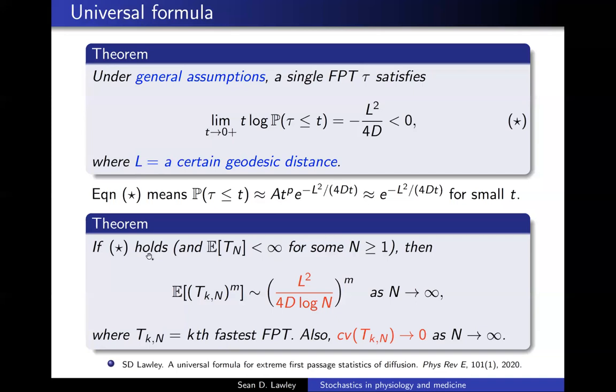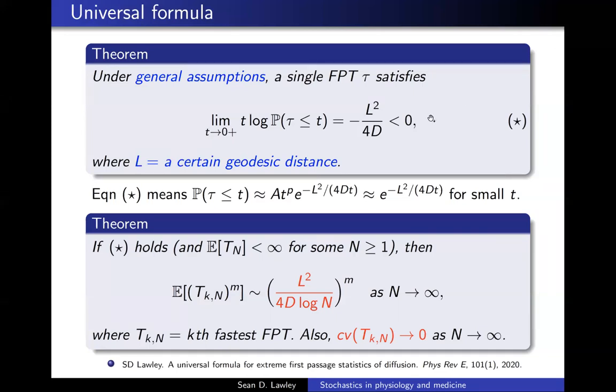But then this next theorem says that if star holds, so if I have this short time behavior of a single first passage time, its distribution, then I can get the large n behavior of every moment of the kth fastest first passage time. So this is some new notation. Before I was talking about the fastest first passage time, you can generalize it to be the kth first passage time. And what this says is the mth moment scales like the same L squared over 4D log n to the m. And this is as you have many searchers.